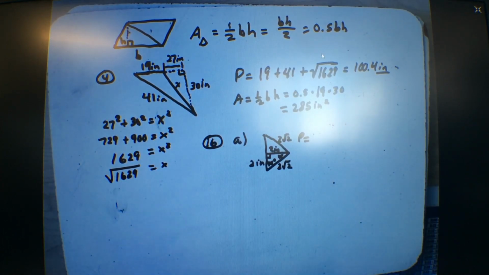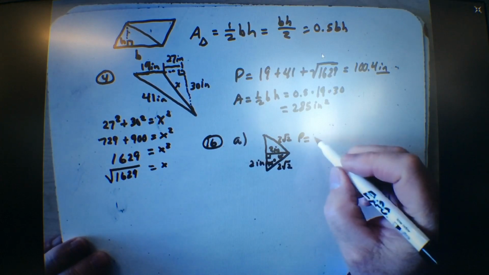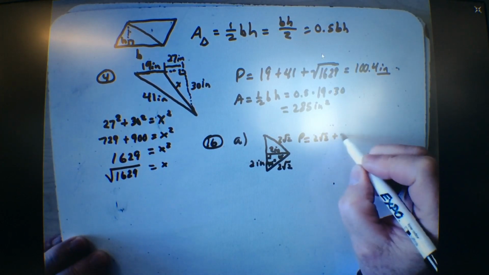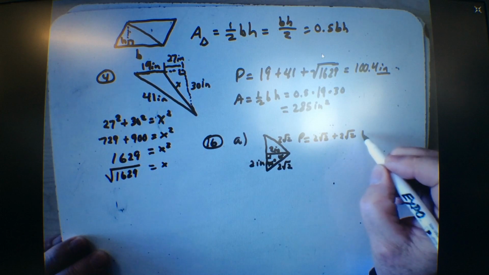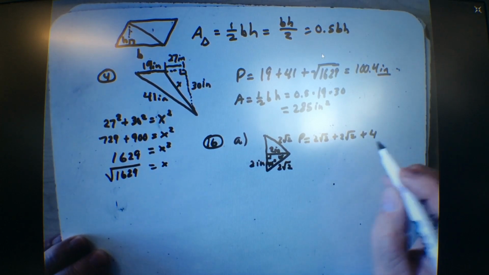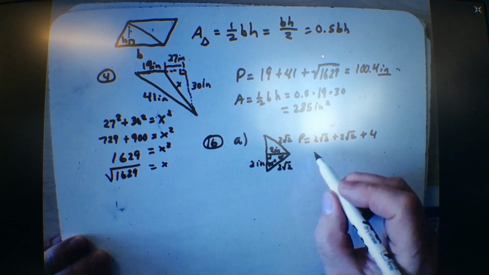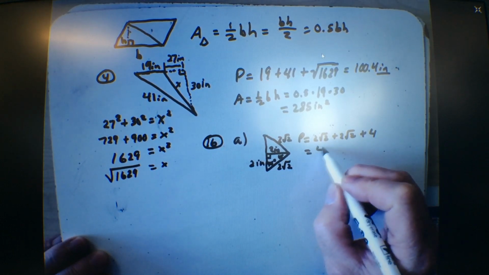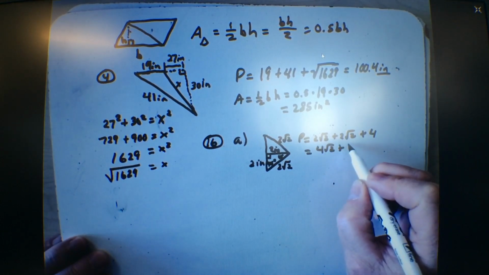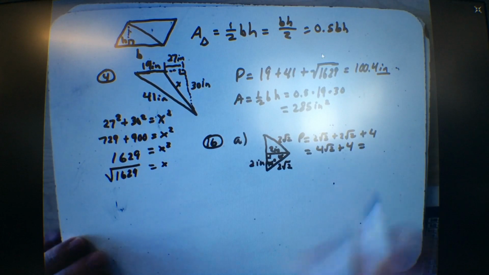Okay, so we're gonna add 2 square root of 2 plus 2 square root of 2 plus 4, right? To get the whole thing, because this is 4. Now you could add these two together and get 4 square root of 2 plus 4. It doesn't matter.